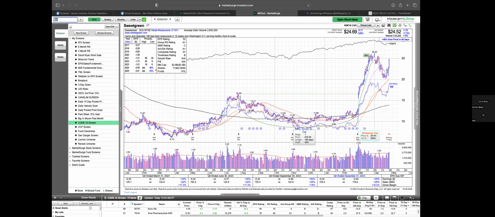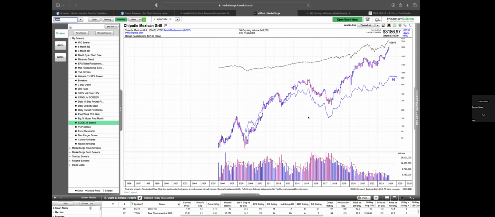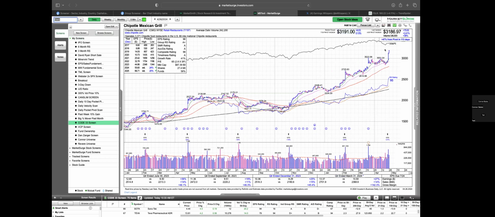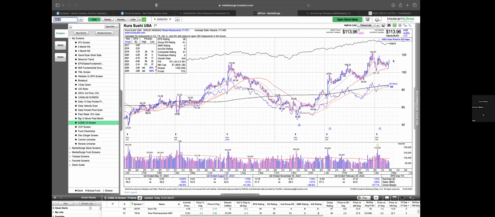And this has been a monster since that first earnings gap. CMG, if you look at the monthly, this is just one of the most model book stocks you'll ever see. Had another good earnings report, following through to the upside. And then Texas Roadhouse, again, another strong base. And then KRUS, this is a little thinner.